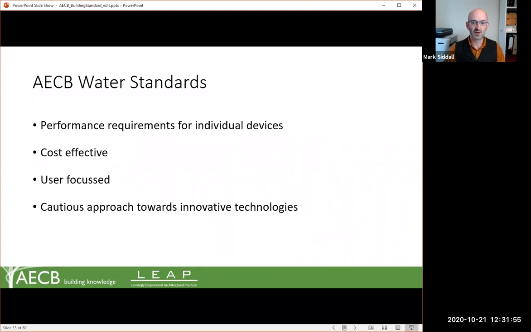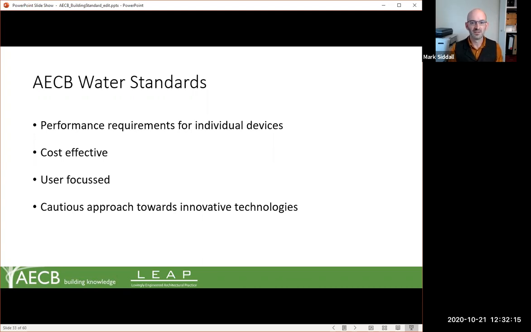Basically, what we find is that it's a cost-effective approach, and it's very much user-focused, thinking about the occupier and user's comfort and well-being. There's no point installing a tap that has a very low flow, but you have to wait 15 minutes for the hot water to arrive, and you're just going to get frustrated and rip out the tap and replace it with something far less efficient.